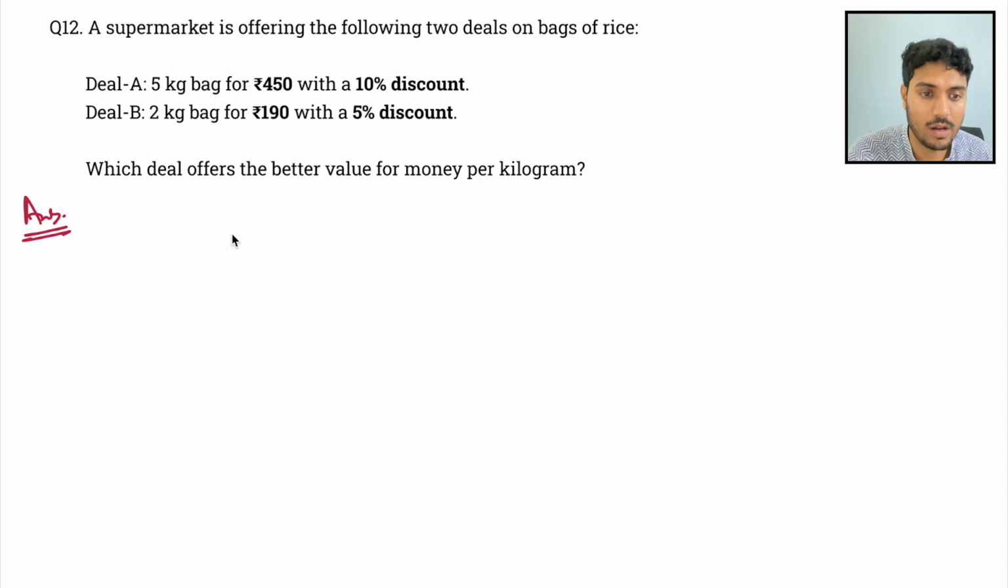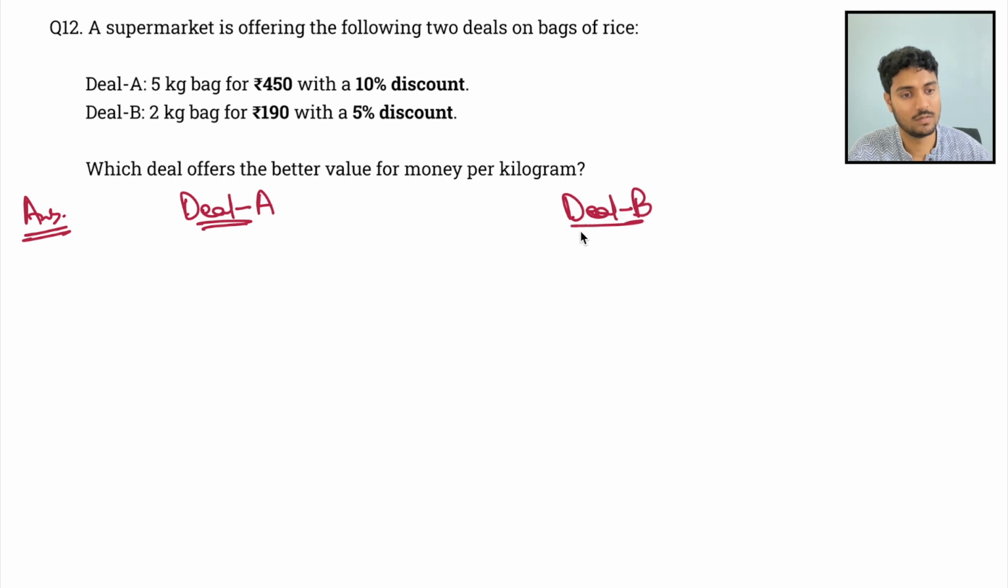It says a supermarket is offering the following two deals on bags of rice. Deal A. What is deal A? There's deal B as well. So let me write it here. Deal A, 5 kg bag for 450 at 10% discount. And deal B is 2 kg bag for 190 rupees with 5% discount. Which deal offers the better value for money per kilogram? That means we have to calculate per kilogram value.